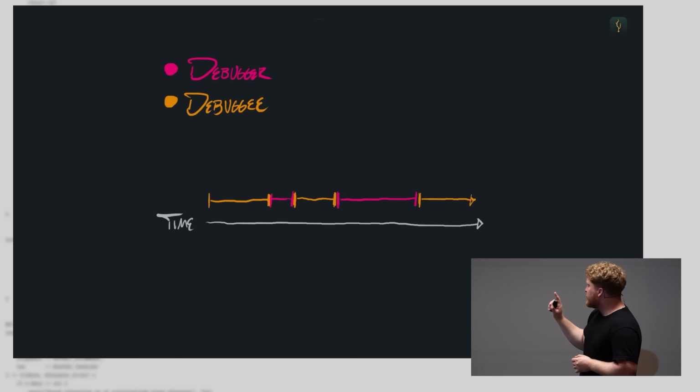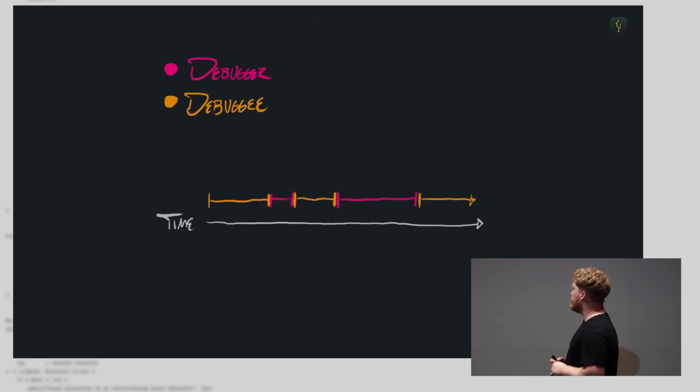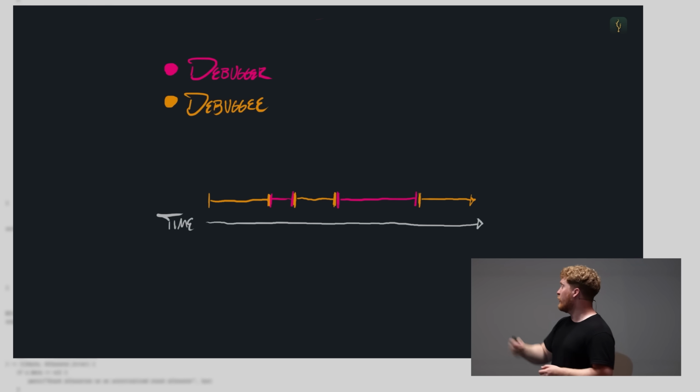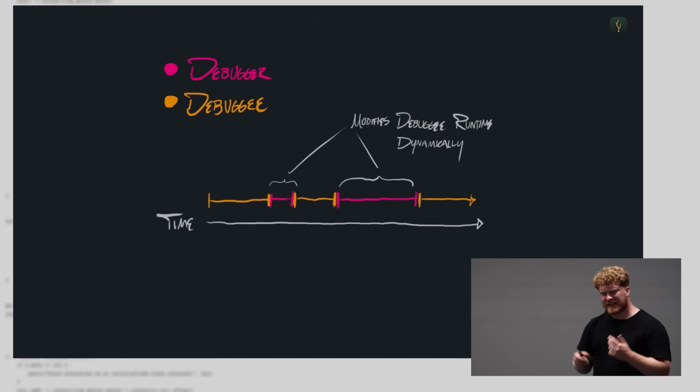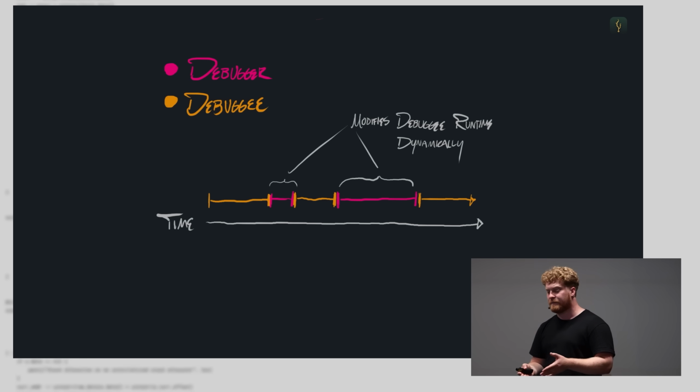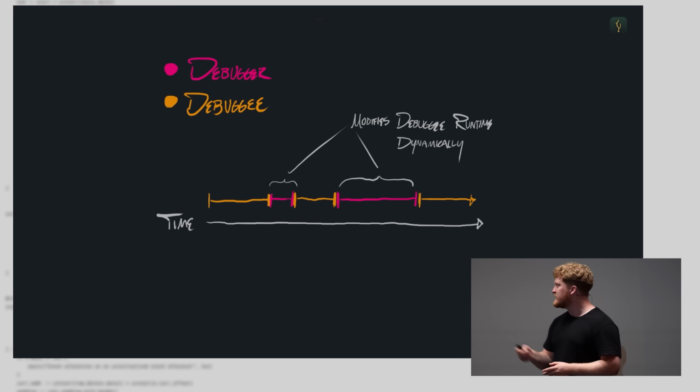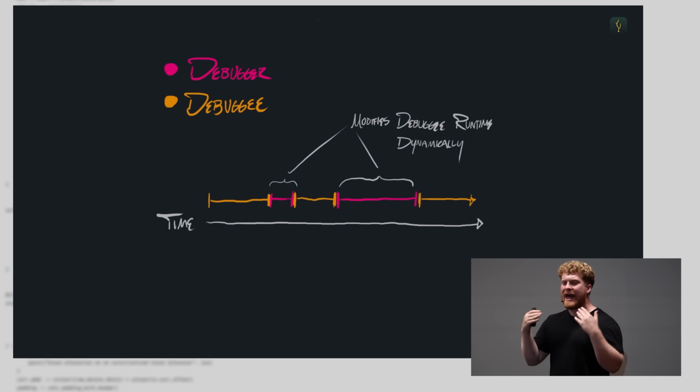And this means that execution between a debugger and debuggee can be thought of as interleaved across time. It's mutually exclusive. Only one is really doing things at a time. This allows the debugger to interleave its execution with the debuggee in a variety of ways. So this is how the runtime code modification actually works.